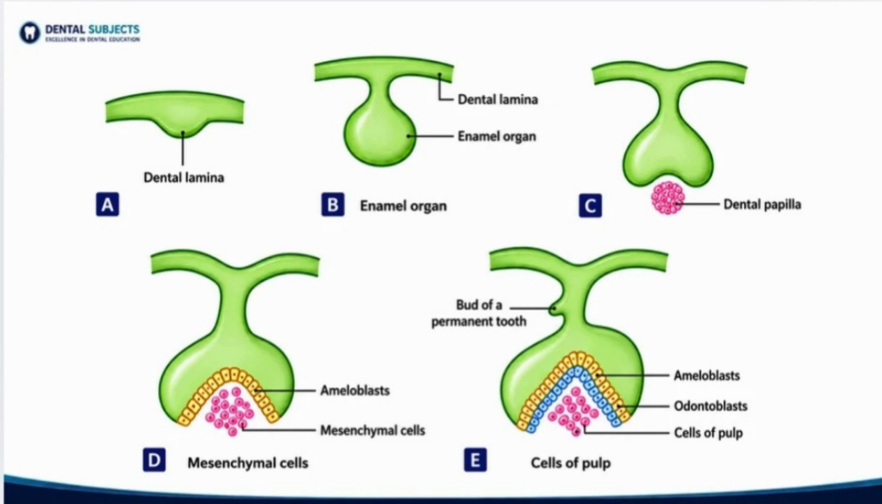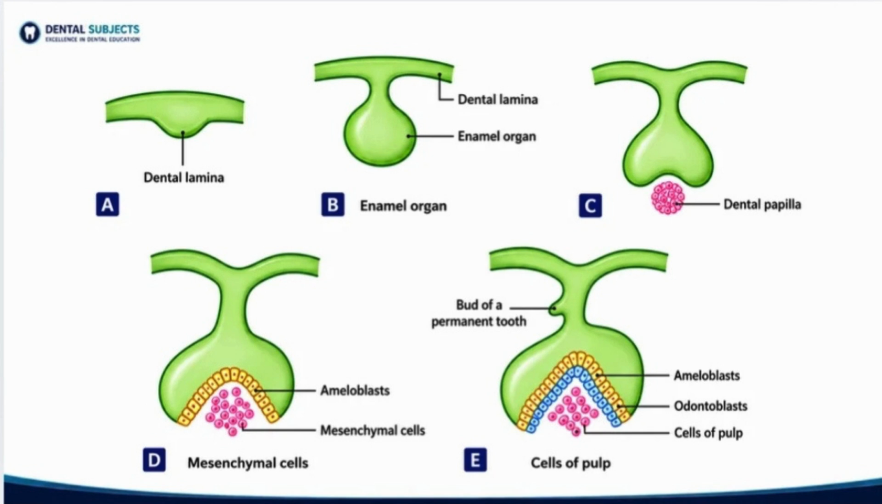This stage is known as the bud stage. Then after the bud stage, the enamel organs proliferate and project downwards. Below that, there will be a mass of mesenchymal cells. They are known as the dental papilla. The enamel organ and the dental papilla together form all of the tooth structures. The C-shaped diagram is known as the cap stage.